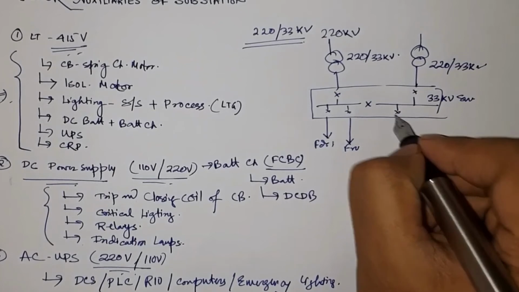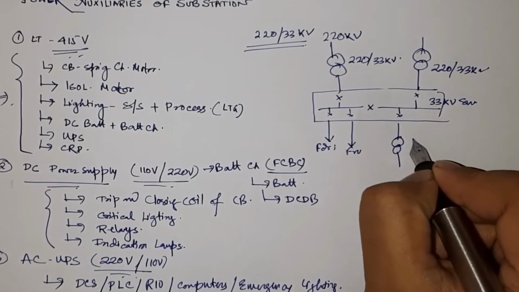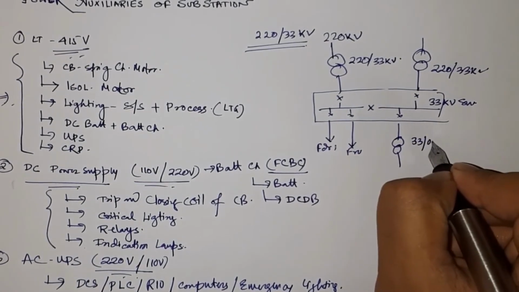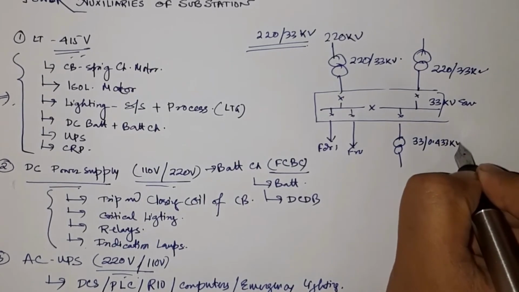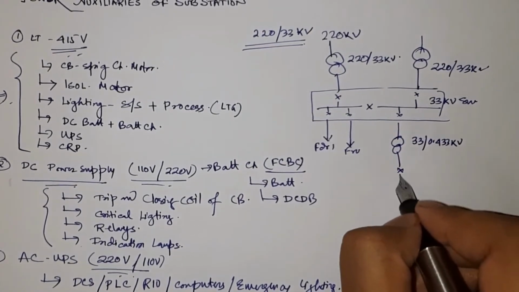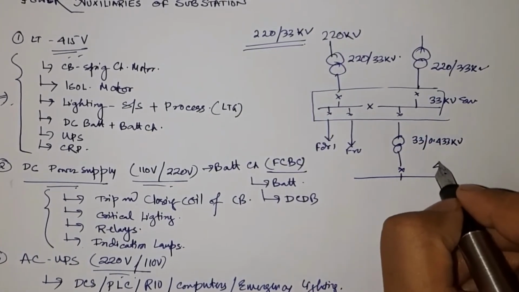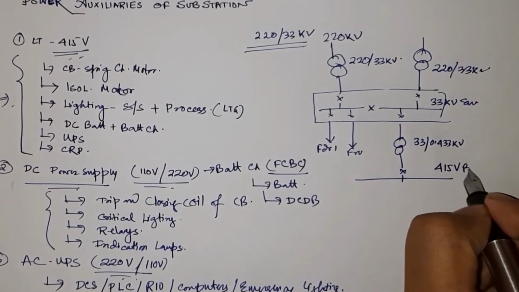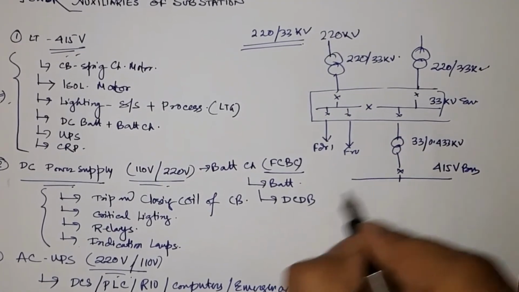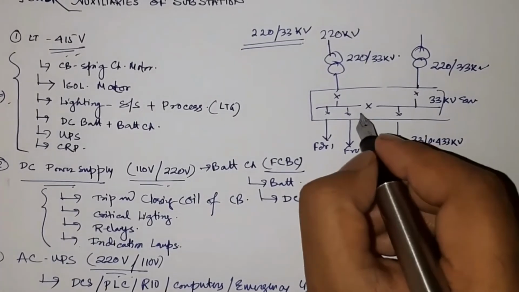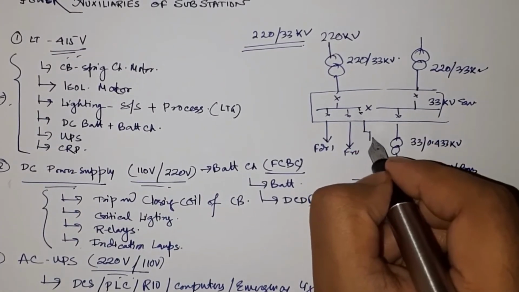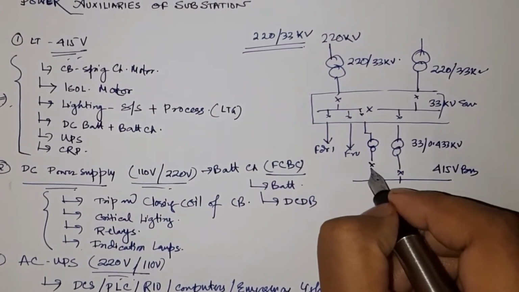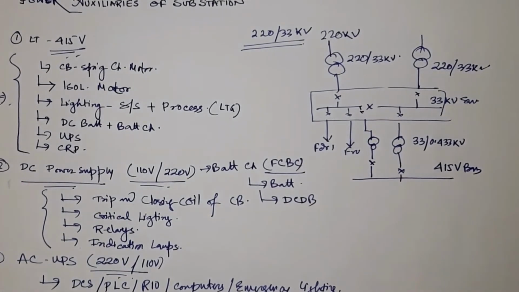Now I will need another LT transformer. This will be a 33 by 0.433 kV transformer. I am not mentioning the kVA rating right now. So here you will have to create a 415 volt bus or a 415 volt switchboard. Okay, this can be a redundant type. You can also install another transformer depending on the client's requirement. It is always better to have a redundant system.